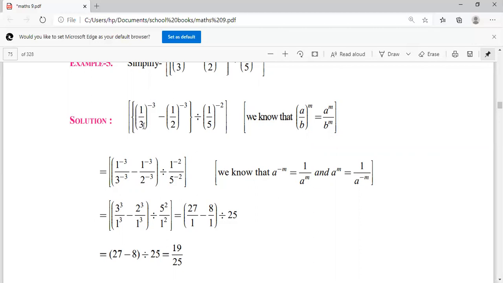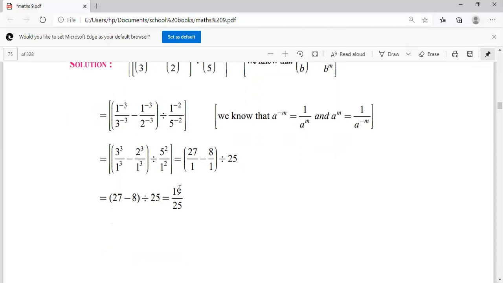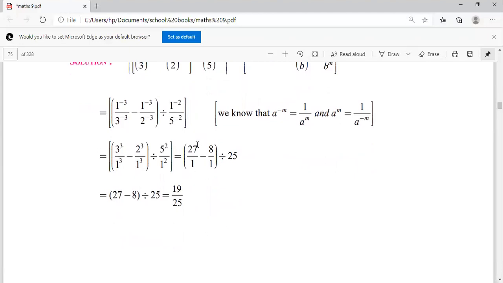You will get here 3 upon 1, and this value you will get as 3 to the power 3 upon 1, and this part you will get 2 to the power 3 upon 1, and in the division part you will get 5 square upon 1. Okay, so when you do the squaring, you will get here 27 upon 1 minus 8 upon 1 divided by 25. So when you see the LCM part, the base is same.